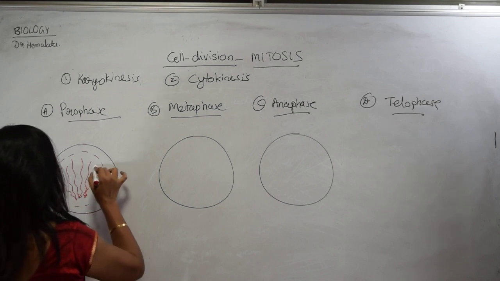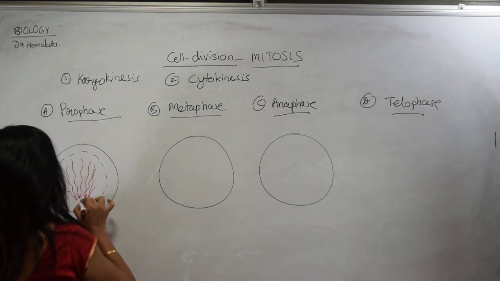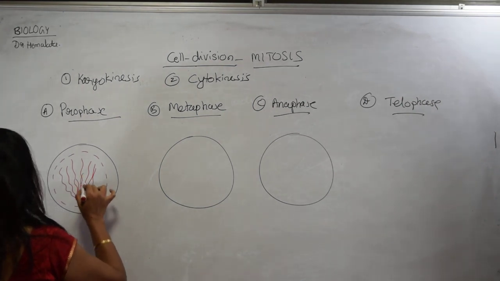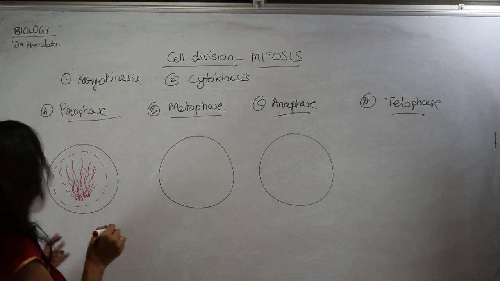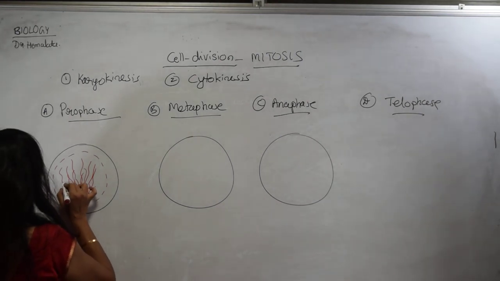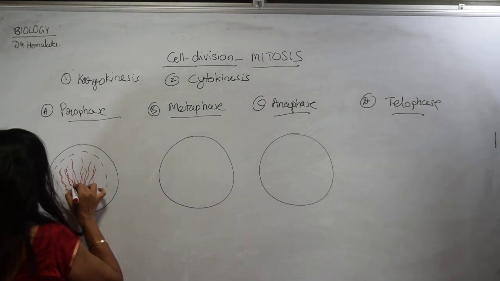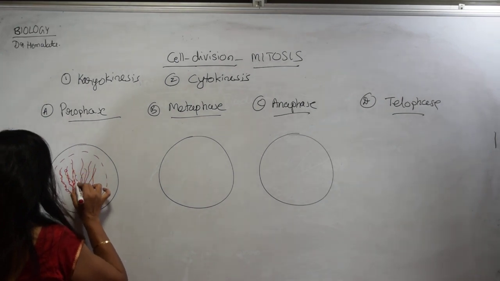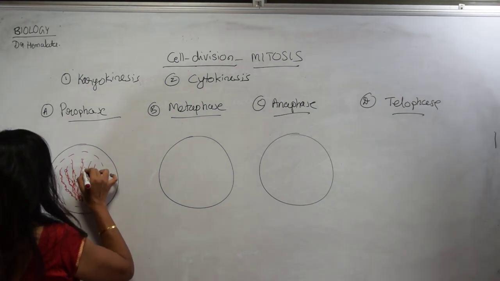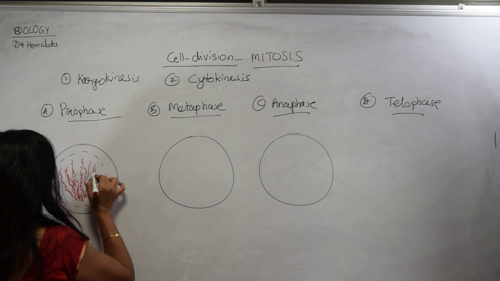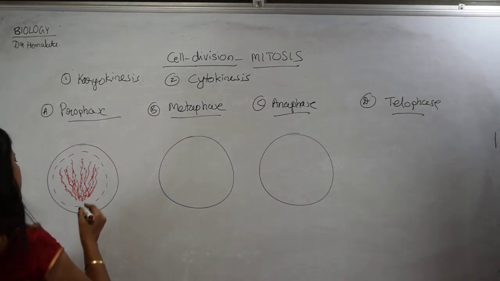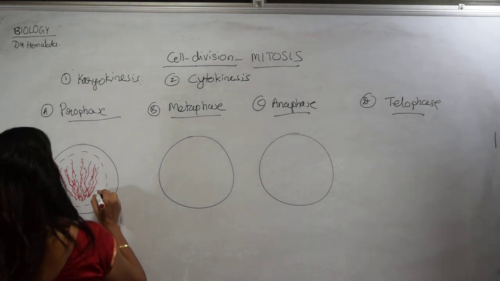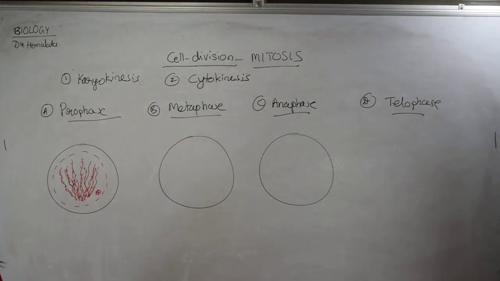Thread-like structures are clear, and the centromeres almost come together at one point, looking like a bouquet-like structure. These are chromatin, so you will see the thread-like structures with dotted things. This is the chromosome, and I told you about the arms. So this is like a bouquet stage, and the nucleolus begins to disappear. The nuclear membrane and nucleolus begin to disappear.